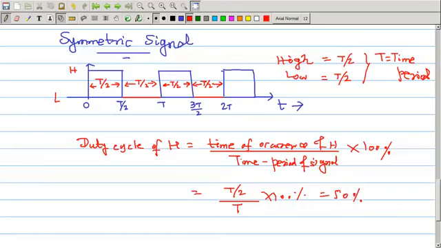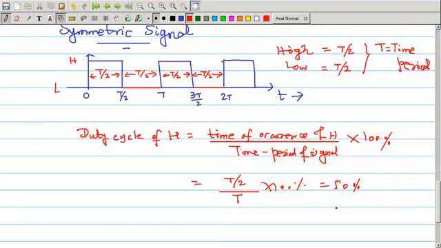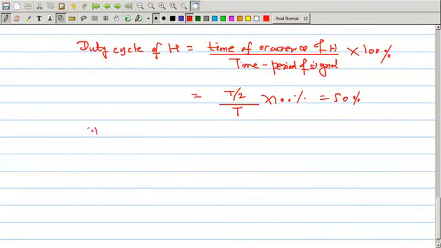So this is what the symmetric cycle is. The duty cycle of capital H is 50%, and if you go in a similar way, you will find that the duty cycle of capital L will also be equal to 50%. So this is how I show you that the duty cycle of H is 50% and the duty cycle of L is also 50%. This is how you understand what I mean by a duty cycle.